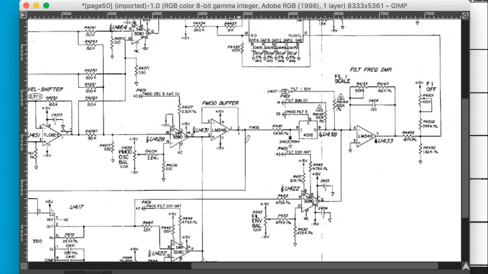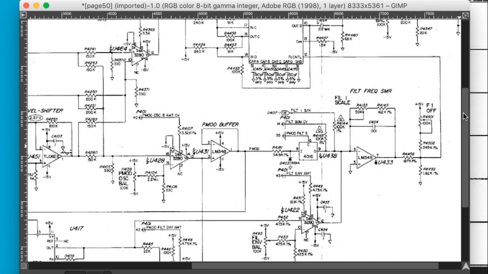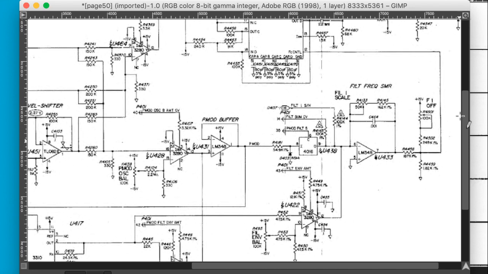All right, so that PMOD signal also goes through here and modulates the filter, which makes sense. If you're doing something in the pitch, you would usually also want the filter cutoff to track that, so you don't get a drastic change in overall timbre as you change the pitch, unless that's something you wanted for whatever reason.